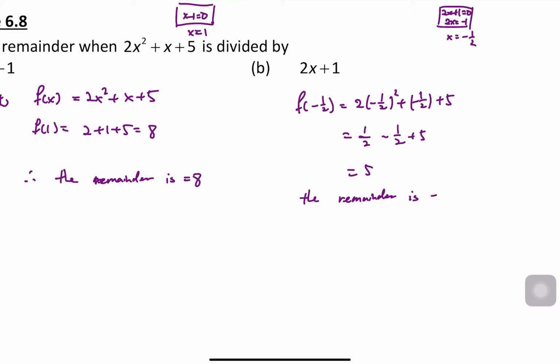Remember, this is the shortcut method to find the remainder if you only want to consider that. But one more assumption: the divisor must be degree 1 so that the remainder is a constant. Later on in our lesson, we will talk about what we can do if the divisor is not degree 1. How can we make good use of the remainder theorem to find the remainder? Do we still have the shortcut method?